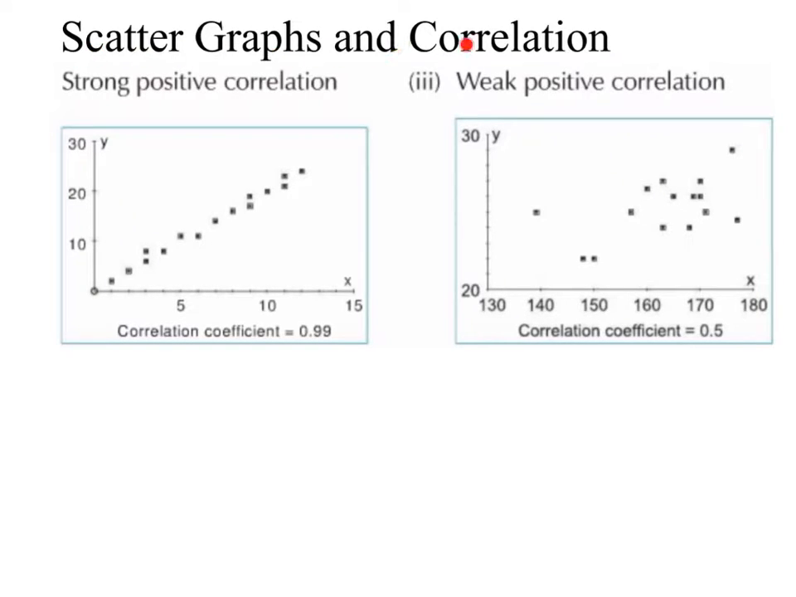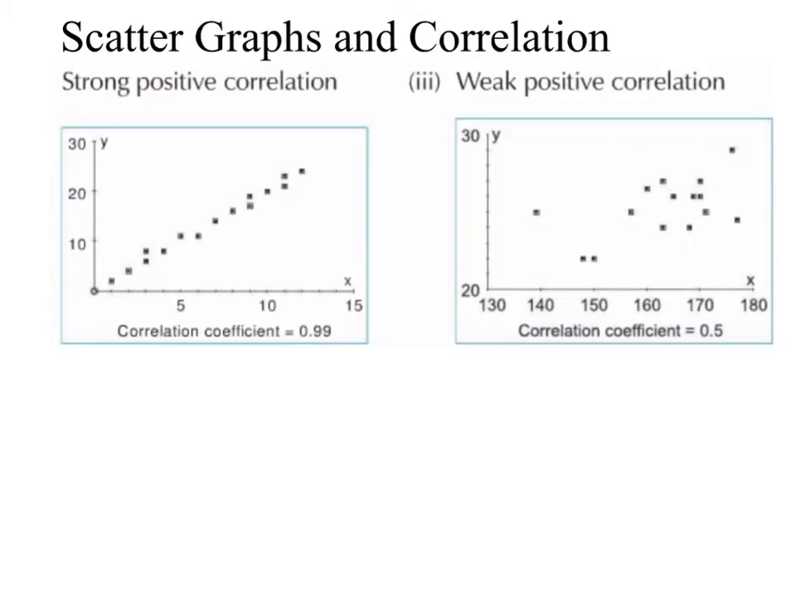Scatter graphs and correlation. A scatter graph has an x-axis and a y-axis, and has a series of dots plotted on the graph. Sometimes these can be x's. Scatter graphs show how two variables can relate to each other.